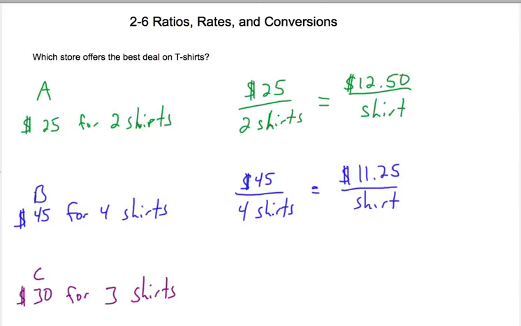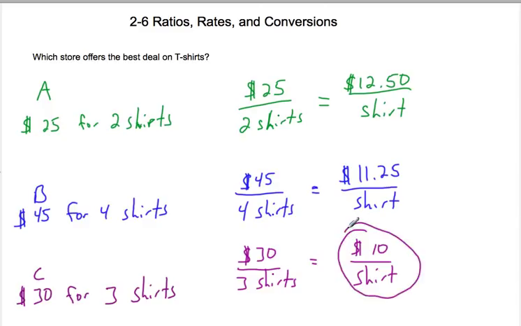And then we go into store C, and they sell 3 shirts for $30, or $30 for 3 shirts. And again, dividing 30 by 3, we get $10 per shirt. And so by finding the unit rate, which is in this case the cost per 1 shirt, but the unit rate is always per 1, we find that store C gives us the best deal, so that's probably where we're going to want to buy from.